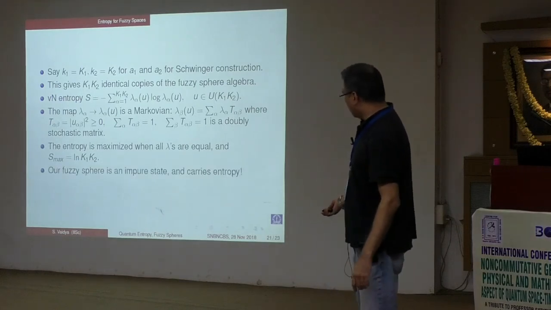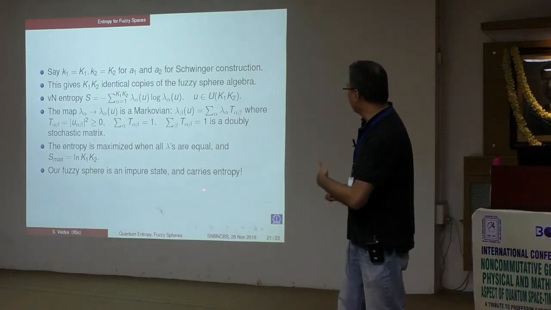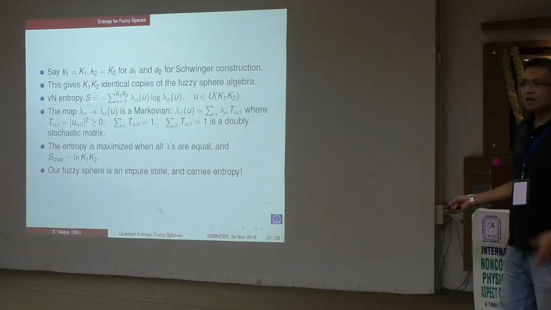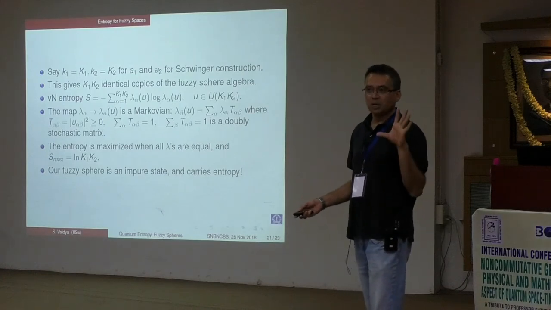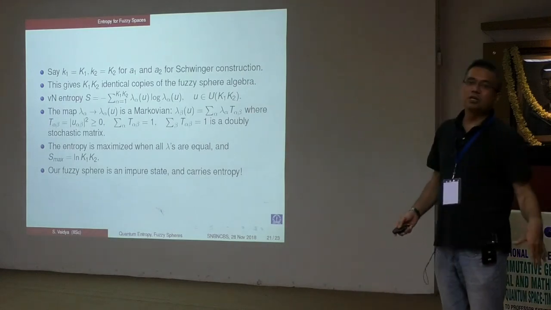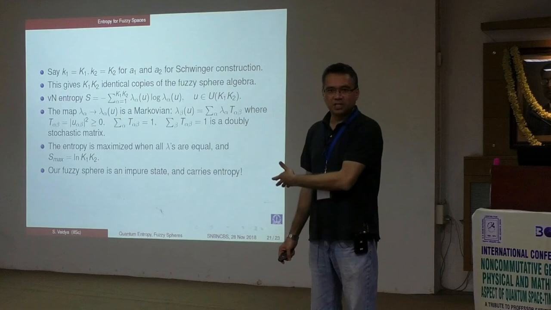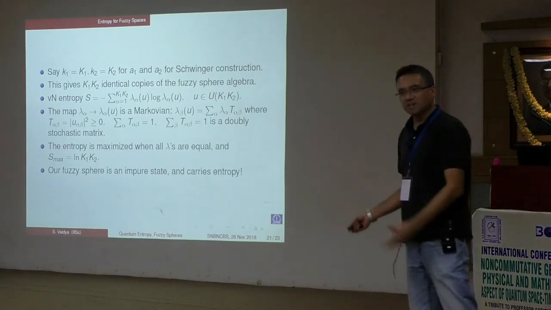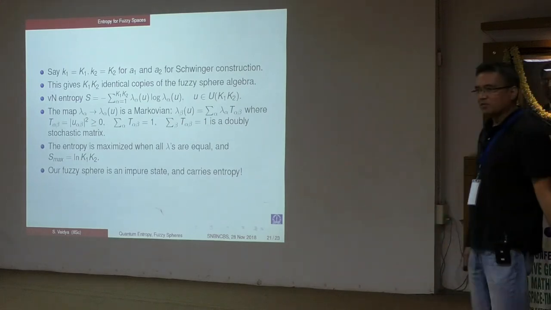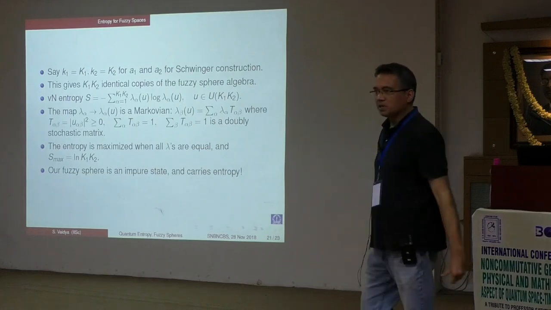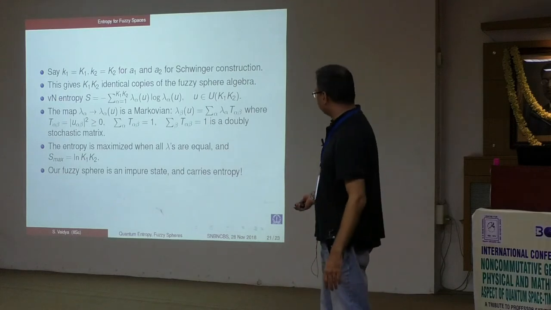So the fuzzy sphere in this case is an impure state, and it carries this irreducible entropy. There are no projectors which project to one of these irreducible representations only. There is no canonical projector. So there is no way we can purify the state unless we add into our theory operators that go beyond the fuzzy sphere algebra, unless we add new operators in our theory. Only then can we purify this and reduce the theory to a pure state.